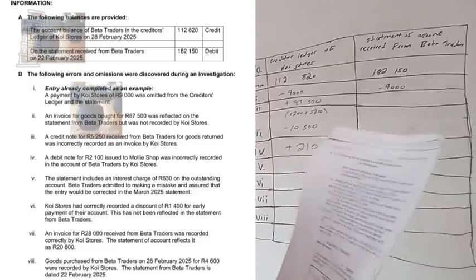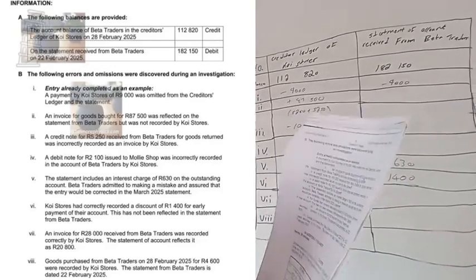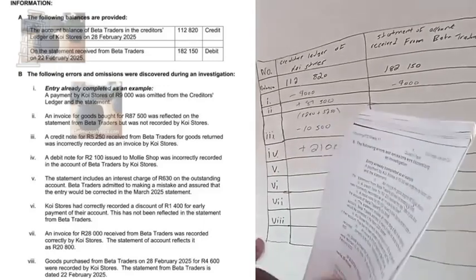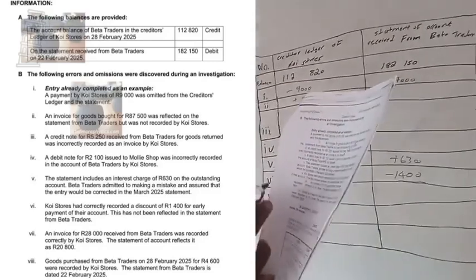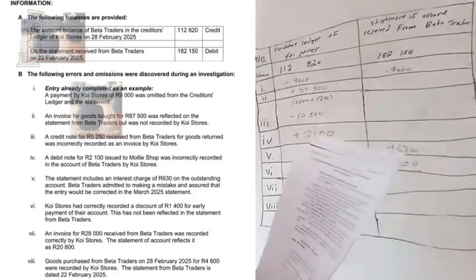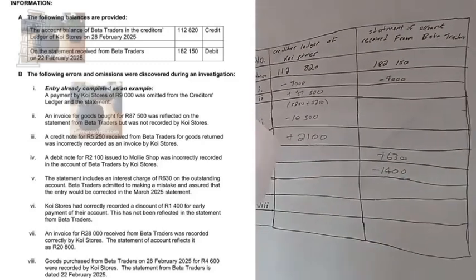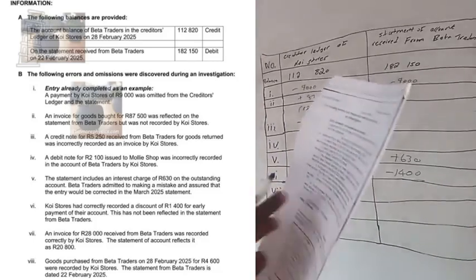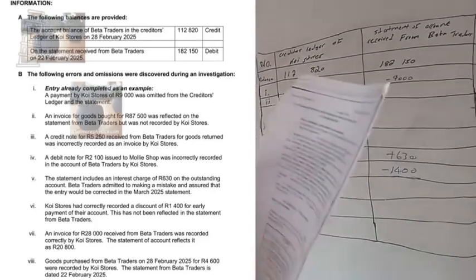Roman finger 7. An invoice for 28,000 received from Better Traders was recorded correctly by Coin Stores. The statement of account reflects it as 20,800. Okay, guys, so here an invoice was received from Better Traders. So Better Traders gave us an invoice. An invoice is a what? It is a bill, a receipt saying that okay, you owe us this kind of money. So it was an invoice of how much? 28,000 from Better Traders. They gave us a bill for 28,000.